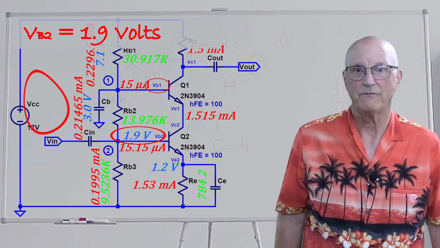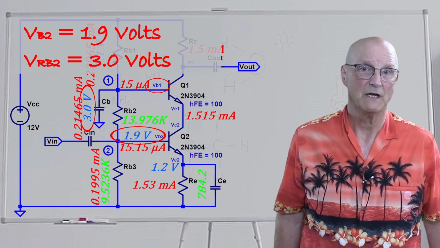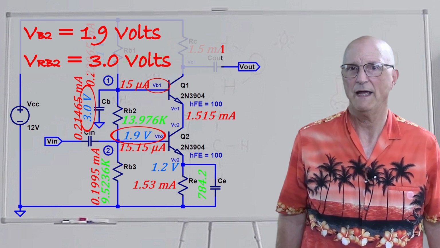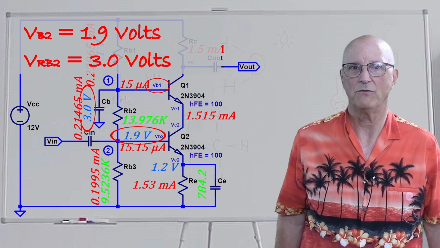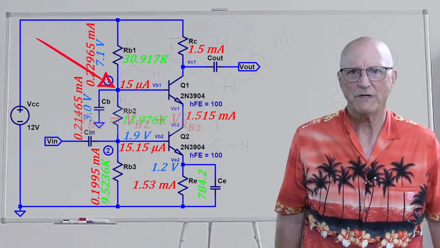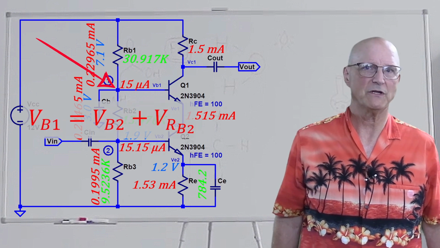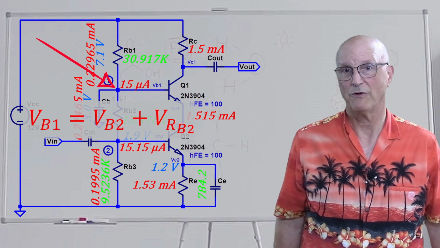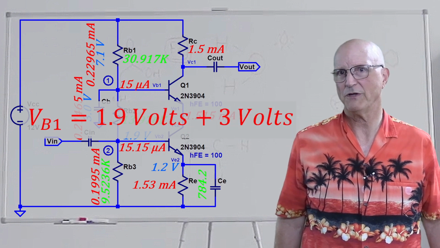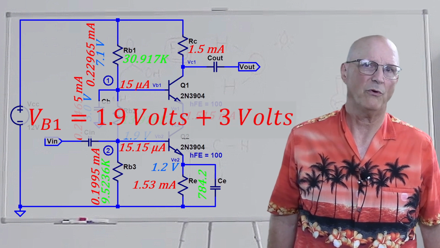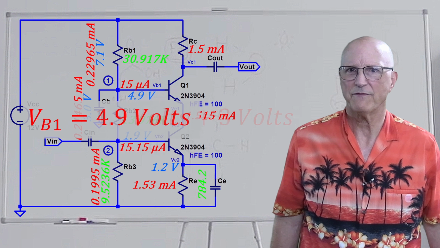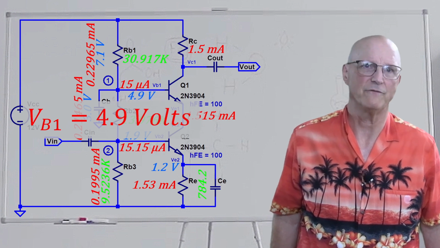We previously set the voltage across Rb2 at 3 volts to ensure the proper operating condition for the base collector junction of Q2 and the base emitter junction of Q1. This brings us to the base of Q1. So the voltage on the base of Q1 is equal to the voltage on the base of Q2 plus the voltage across Rb2. Putting in our known values, the voltage on the base of Q1 is equal to 1.9 volts plus 3 volts. So now we know the voltage on the base of Q1 is equal to 4.9 volts.